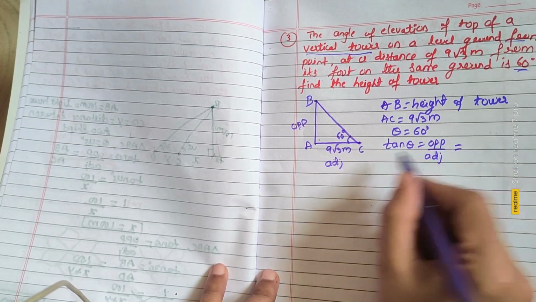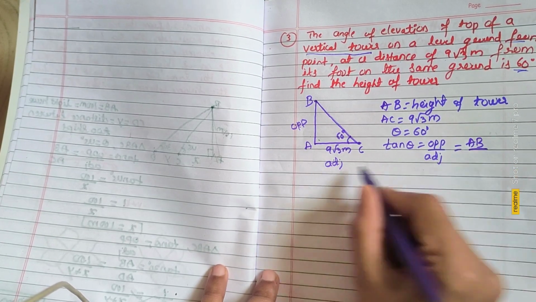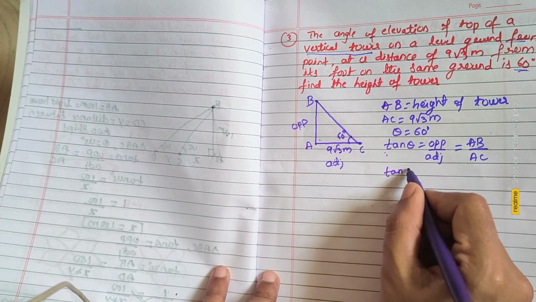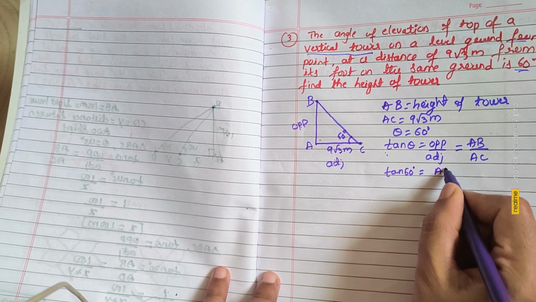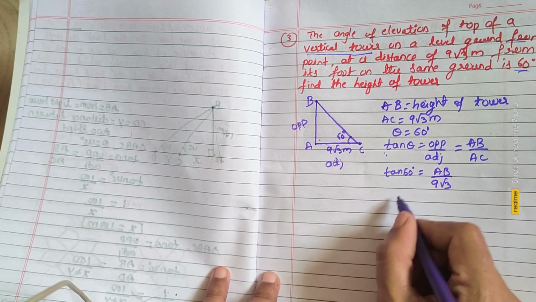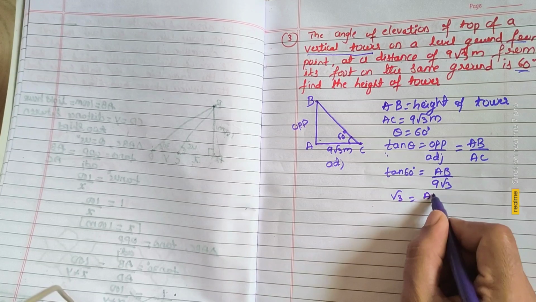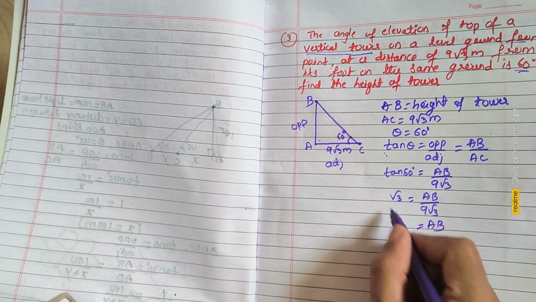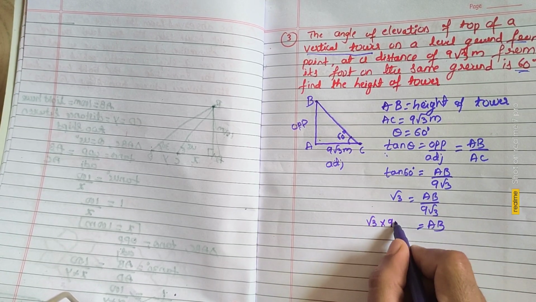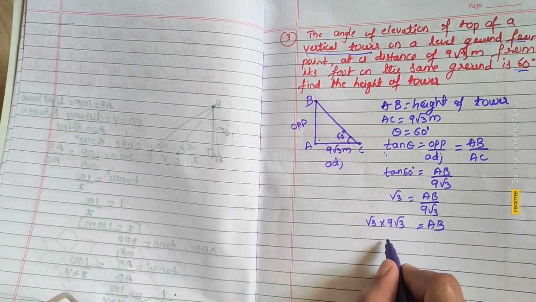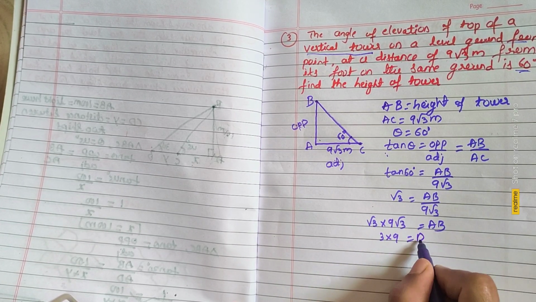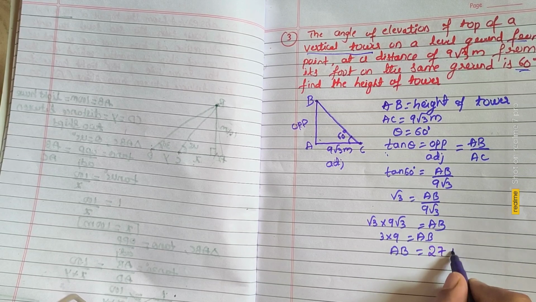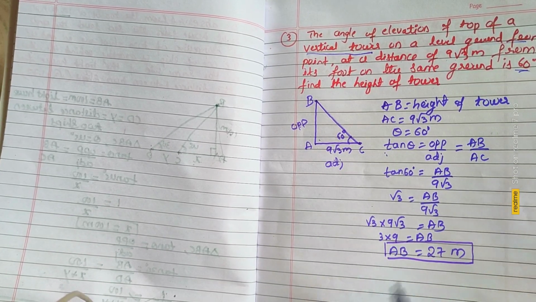Here opposite is AB, adjacent is AC. Tan theta, that is tan 60 degree, can be written as AB by AC, which is 9√3. Tan 60 is √3. So √3 equals AB by 9√3. Sending 9√3 over, it becomes multiply, that is √3 into 9√3. √3 times √3 is 3, into 9 equals AB. So AB is equal to 27 meter. This is the height of the tower.